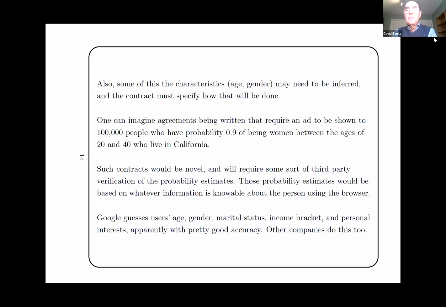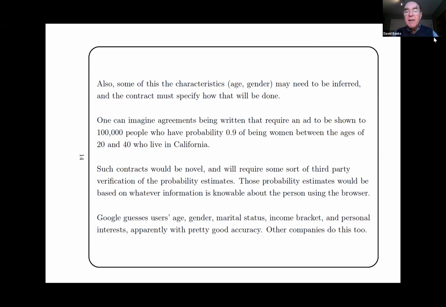Also, Google knows a lot about people, and it may be able to infer age, gender, and where you live, and satisfy the contract based on that inference. So I can imagine in the future that ad agreements might be written to say that an ad must be shown to 100,000 people who have probability 0.9 of being women between the ages of 20 and 40 who live in California. And that would be a totally new type of advertising contract, but it would open the door to potentially a lot more ad revenue.